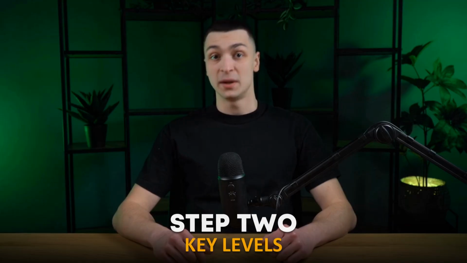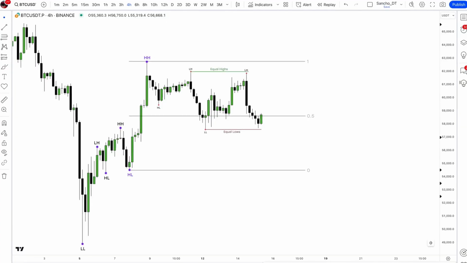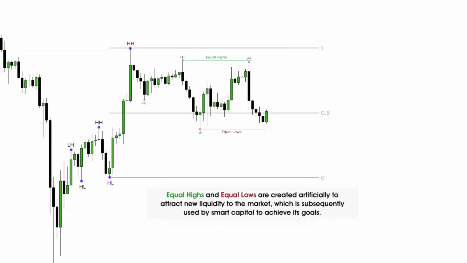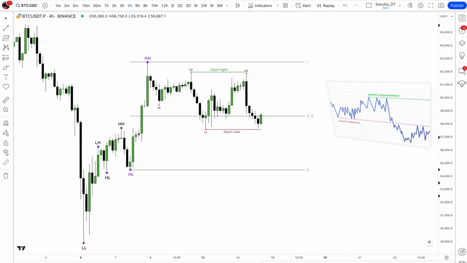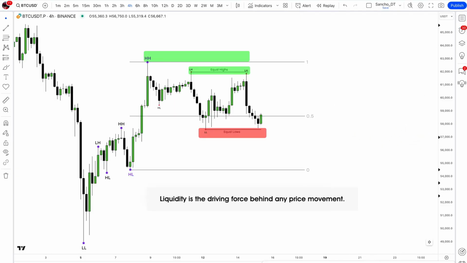Next, highlight key price levels. In our example, these are equal highs and lows, artificially created to attract less informed traders' money. This capital is then used by smart money to achieve their goals. It's important to understand that from a smart money perspective, these levels are not support and resistance in technical analysis, but zones of critical liquidity concentration that will inevitably be breached. Liquidity is the driving force of any market movement. The market moves cyclically, shifting from one liquidity zone to another, creating patterns observable across all markets and timeframes.